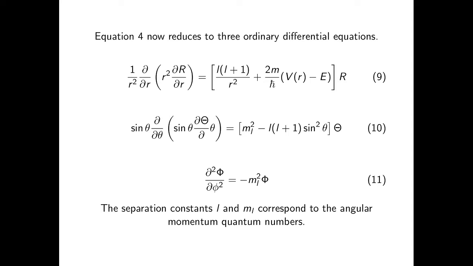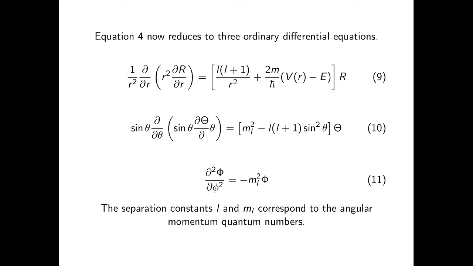Now, L is just the azimuthal quantum number, which you guys should know already. So continuing on, then sine theta dou by dou theta into sine theta dou Theta by dou theta, which is equal to m L square minus L into L plus 1 sine square theta into Theta. And dou square Phi by dou phi square is equal to minus mL square Phi.